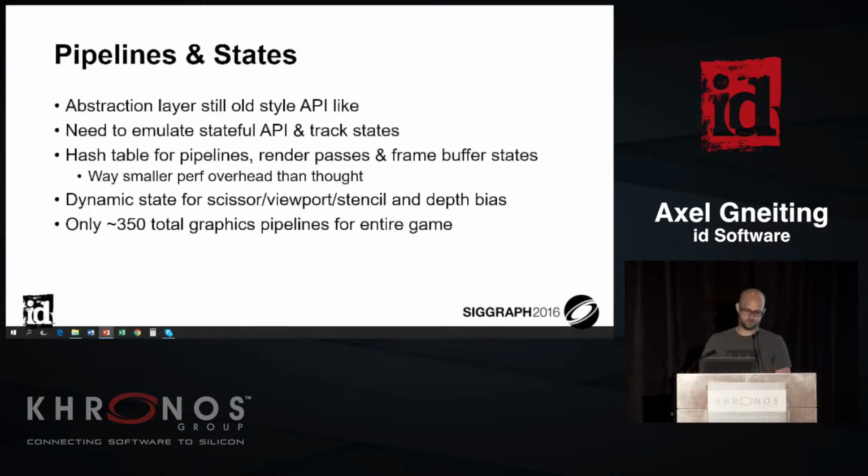For pipelines and states, we had a similar problem as the previous speaker. We also have an old-style API, so we have to emulate that by doing state tracking, and then at draw time, we use hash tables to look up pipelines, render passes, and frame buffer states. But this actually was a really small overhead. I was surprised. This works really well. It's barely noticeable in the profiler. And we use dynamic states for scissor, viewport, stencil, and depth bias, so this reduces the hash map key size quite a bit. And the total game, everything, single player, multiplayer, and Snap Map, is only 350 total graphics pipelines that I could find, so that's really good.